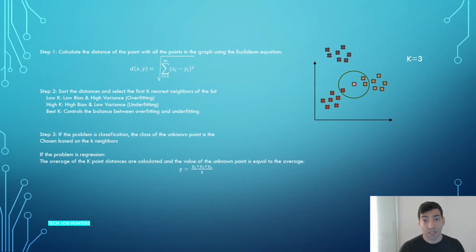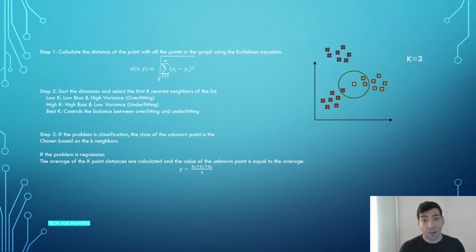In the next step, depending on whether the problem is classification or regression, we can solve the problem. In classification, we simply choose the k nearest neighbors and decide on the class of the unknown point based on these neighbors. And in regression, we simply calculate the average of the k nearest neighbors and decide on the value of the unknown point based on the average of the neighboring data points.